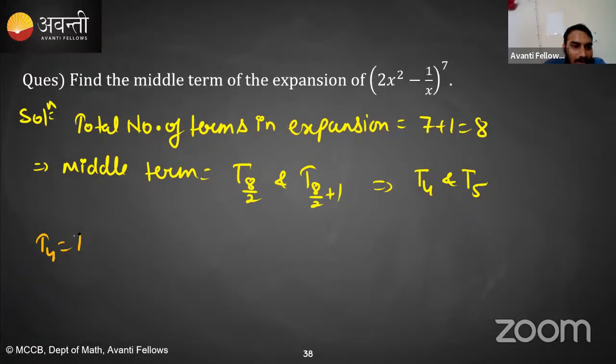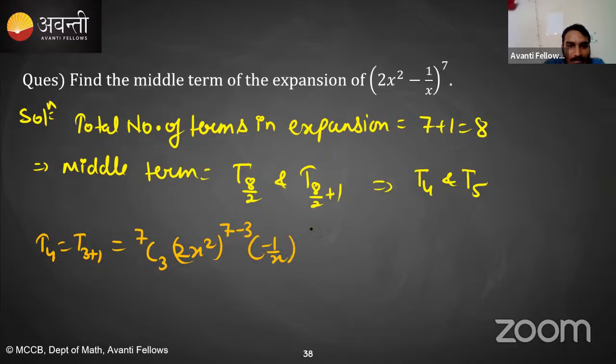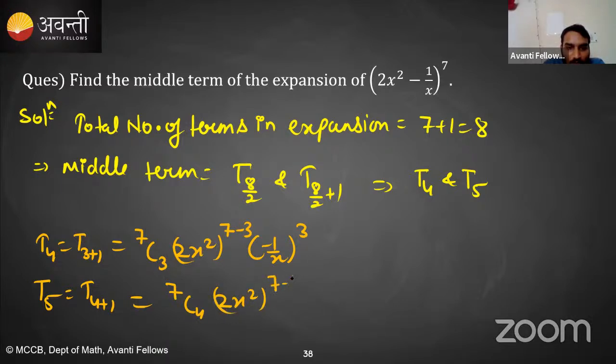T4 can be written as T3 plus 1, which is 7C3 (2x square) raised to the power 7 minus 3, times (minus 1 by x) raised to the power 3. T5 would be T4 plus 1, which is 7C4 (2x square) raised to the power 7 minus 4, times (minus 1 by x) raised to the power 4. That's it. Clear? Is this clear now?